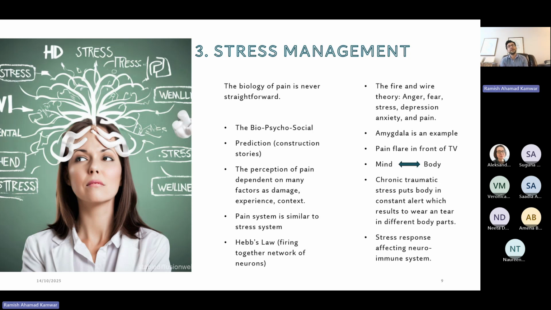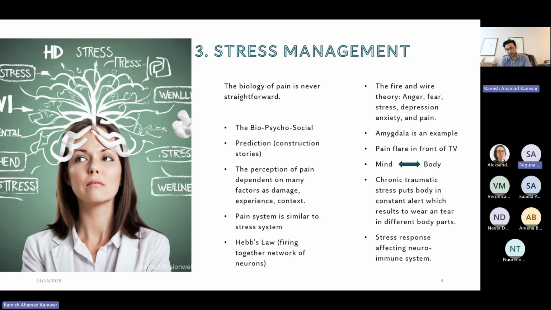Not only are they interrelated, the pain system works exactly like that. There are certain firing networks of neurons through which we perceive or feel anger, fear, stress, depression, anxiety, and pain all together, through the firing and wiring of these neurons. I won't go very technical due to time, but what I want to say is that this is an interrelated system between stress and pain. Remember, if you have pain, your stress system would be activated. There would be a stress response towards it. The same works the other way around.